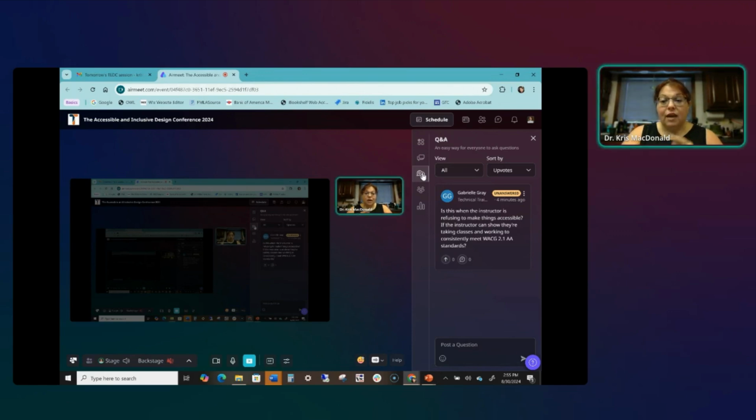So actually, WCAG is up to 3.0. This is when the instructor is refusing to make things accessible. Just because we tell faculty that they have to do things doesn't mean they're going to.